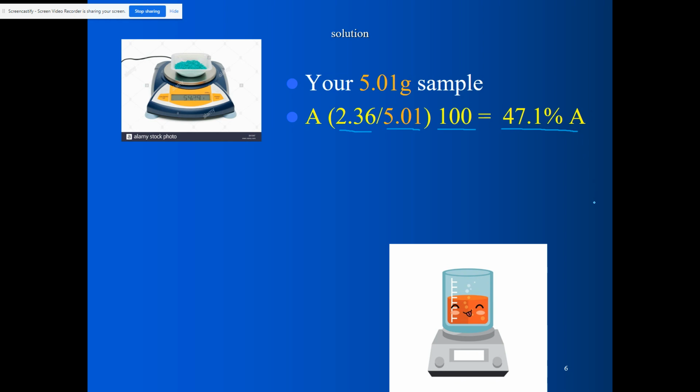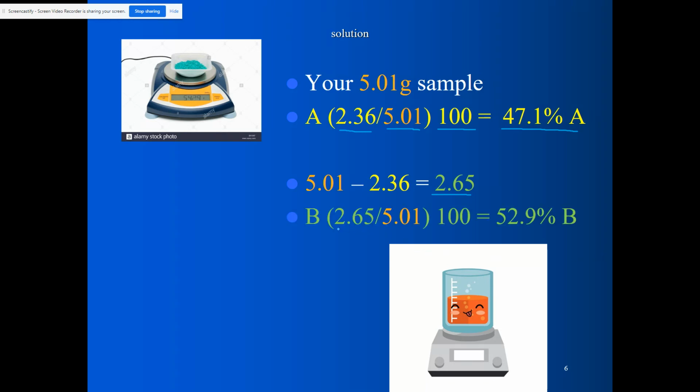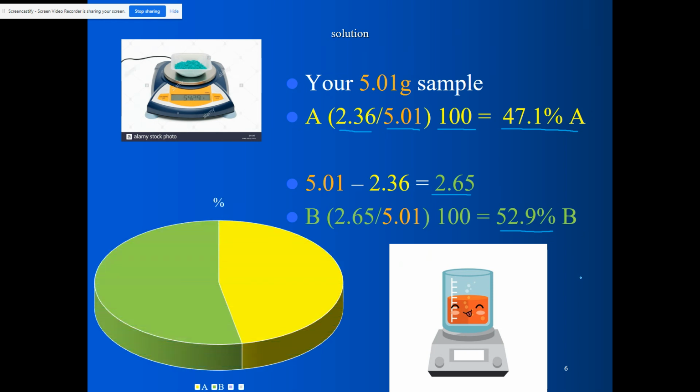For the second part of it, B, how do we figure that out? Well, it's very simple. If 2.36 of it was A, and you have a total of 5.01, you can do a little subtraction problem, right? And you realize that 2.65 must be B. So take that number, 2.65, divided by the total amount of the compound, times 100, and you get 52.9%. Notice that these two percentages must add up to 100. If they don't add up to 100, you know you did something wrong.